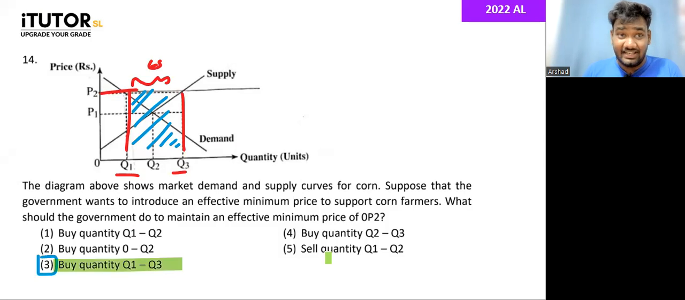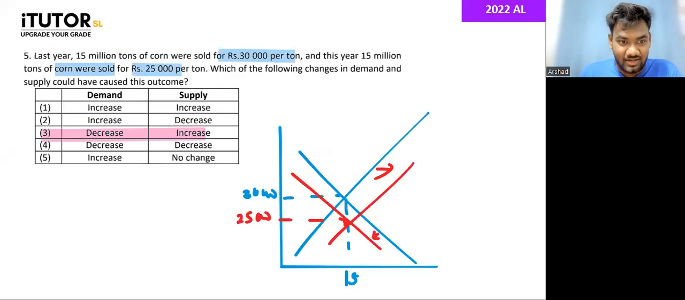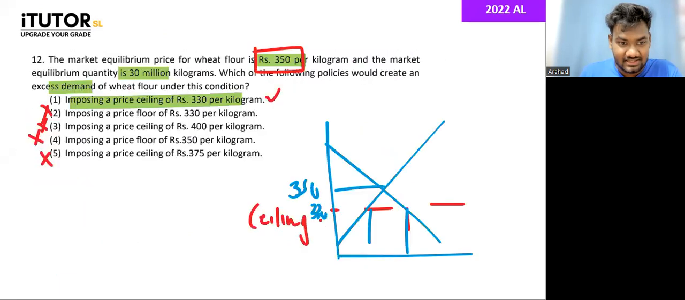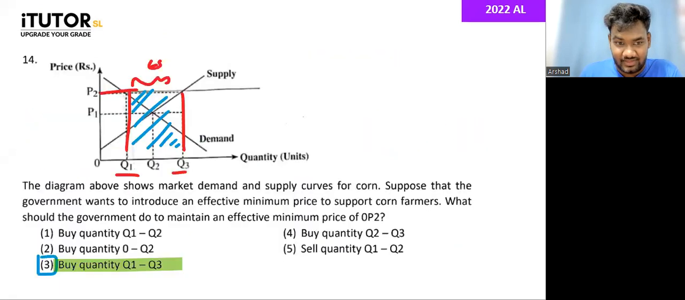Right. That is the end of the 2022 paper. How much of it did you get right? The 2022 paper is the latest paper that our students would have done. There were 10 questions in this. If you have got maybe 7, that means 70% correct. You are at a 70 level. 8, 9, 10. Perfect. That's the whole point.